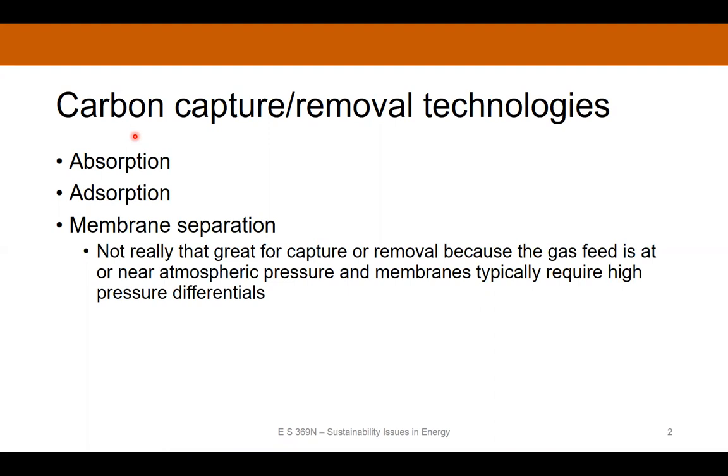And the reason for that is that your incoming gas stream is usually at a pressure that's close to atmospheric, and membranes usually like to operate at much higher pressures than that. So it's not particularly efficient for carbon capture right now. Now, that doesn't mean that new technologies can't be developed in the future, but right now, absorption and adsorption are the two main ones that are used there. So let's talk about absorption first.